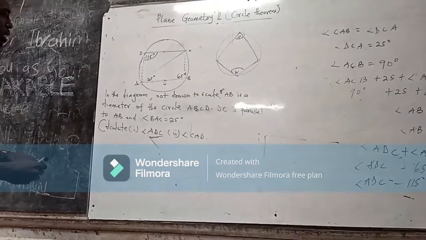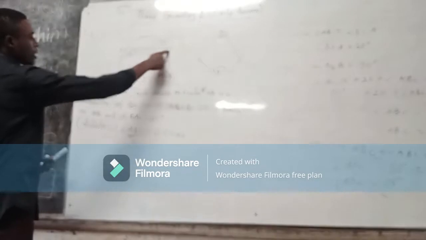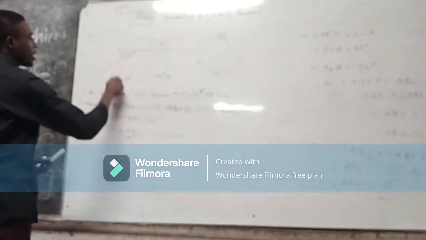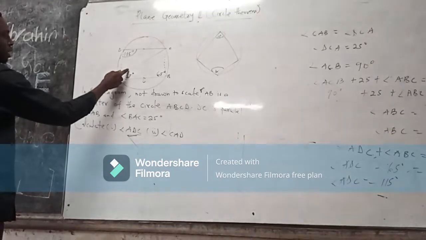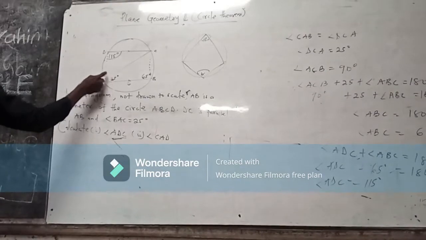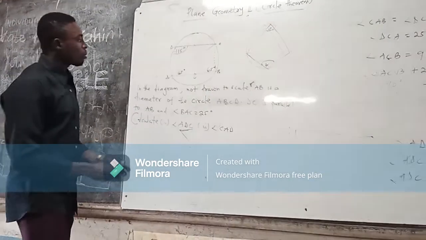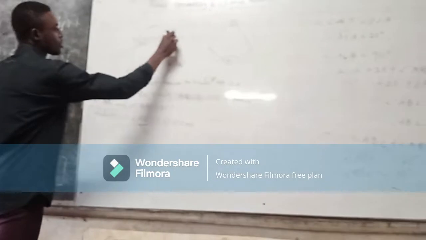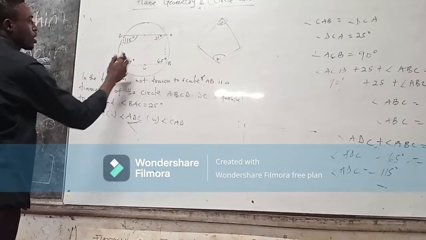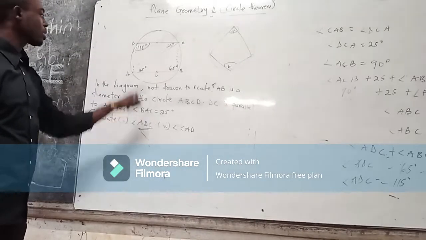What did they ask again? They say CAD. Okay, CAD means that they are asking us to find here. CAD means the angle that is formed here, not this one, because it is passing here. How do you find that one? Already, we said that this one is 25 because it is alternate. So once we have 25 and 115, you just find here and you get the answer.